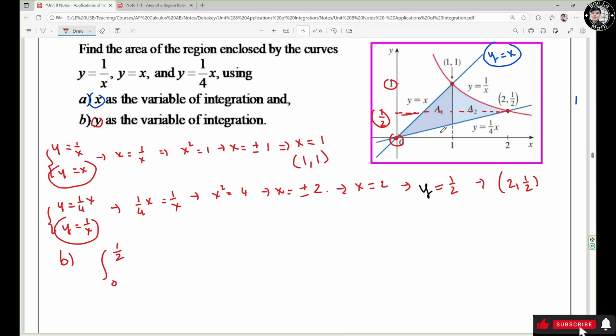Now right subtract left, right? So the right one is right here and the left one is right here, the area of this region right here. Alright, now I need to rewrite this one in terms of y, right? So I'm going to multiply both sides by 4, so s equals 4y, right? So I have 4y right here. Subtract y, dy, plus the integral from 1/2 to 1, right?